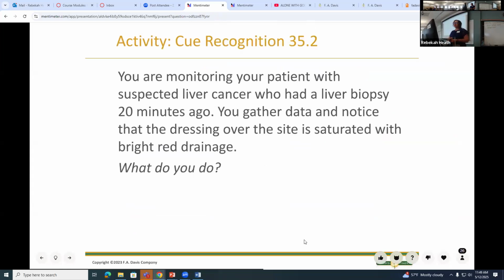You're monitoring your patient who had suspected liver cancer. They had a liver biopsy about 20 minutes ago. You gather data and notice the dressing over the site is saturated with bright red drainage. What do you do? So turn to somebody next to you. Quick 10-second thing. What do you do about this person?